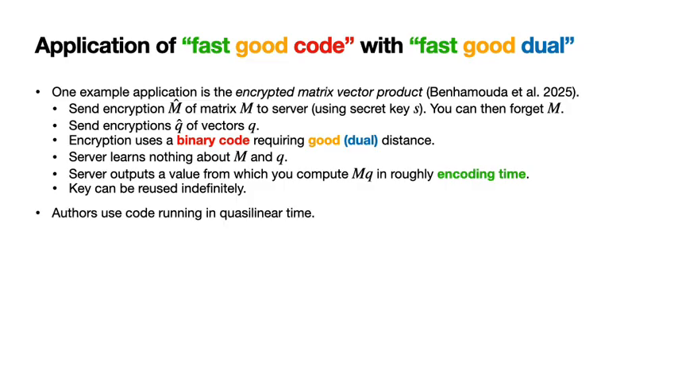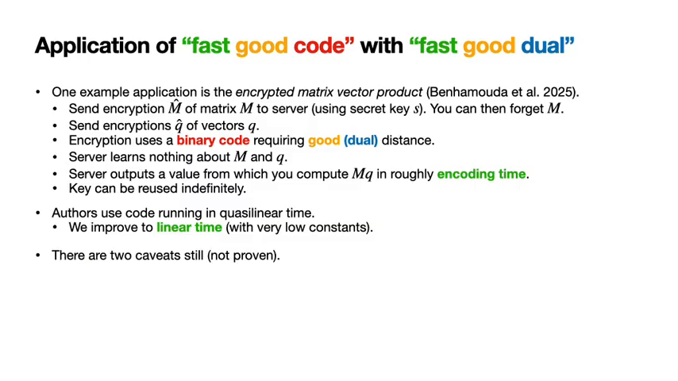Now, the authors use a code for this which has a quasi-linear encoding time. One can see that by using our codes, you can improve this to linear time. And as I mentioned, very low constants as well. Unfortunately, there's two caveats to showing that our codes can be used for this specific application, which we didn't yet prove, as we gave this example more as a proof of concept.